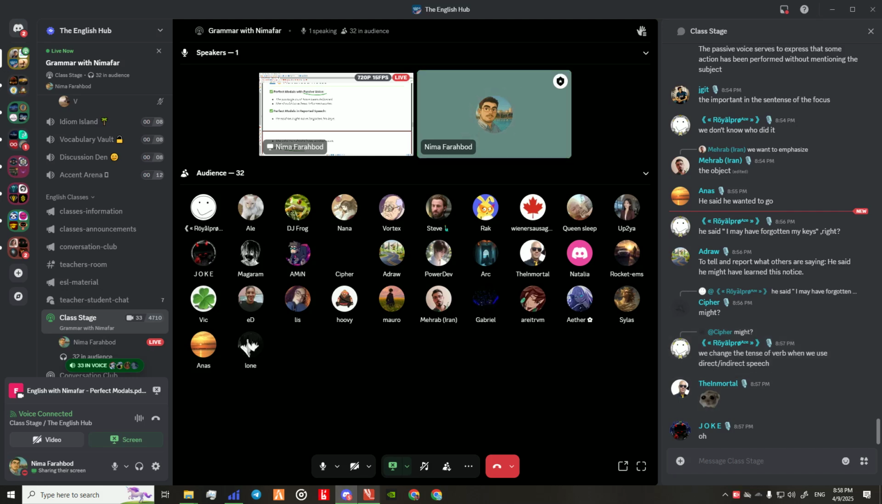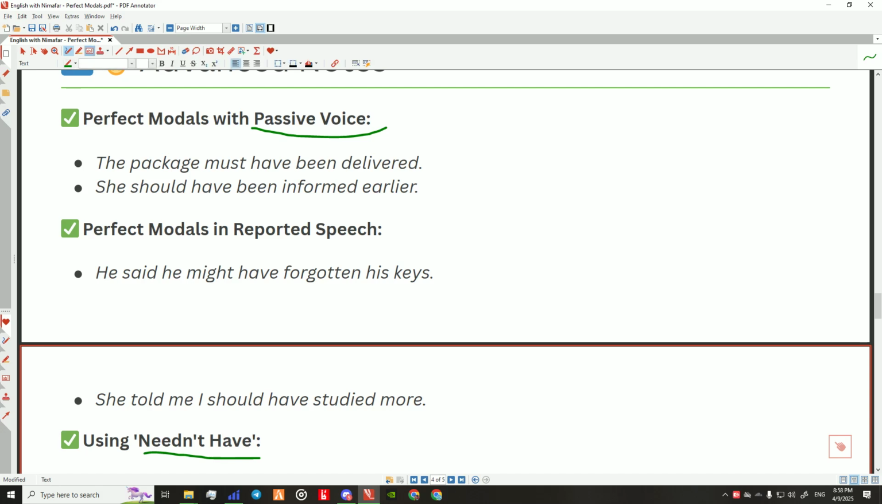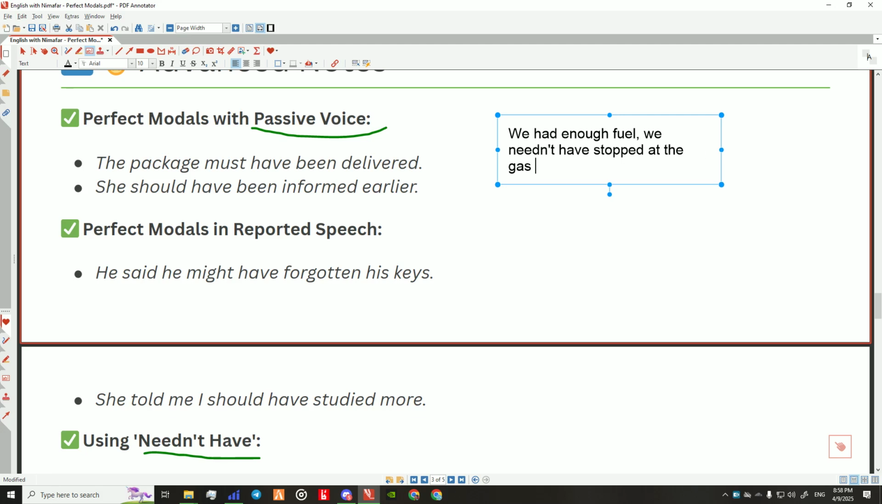Joke says, oh, I have a question. I'm going to write two things. We had enough fuel, gas, petrol, whatever you call it. A: We needn't have stopped at a gas station. Or B: Again, we had enough fuel. We didn't need to stop at the gas station.